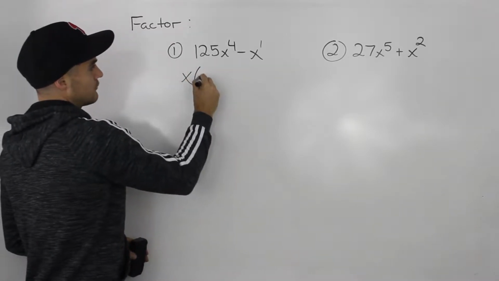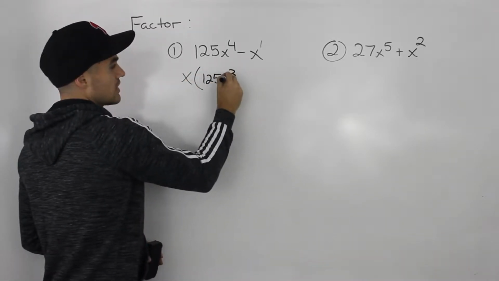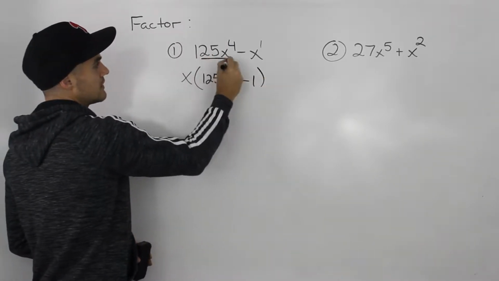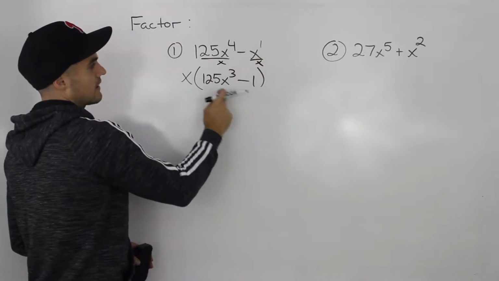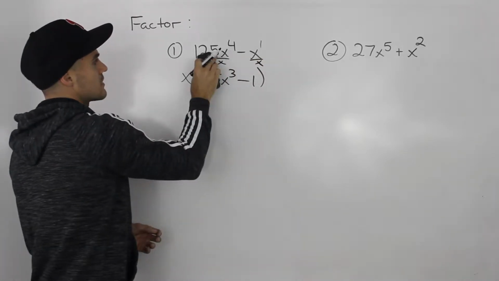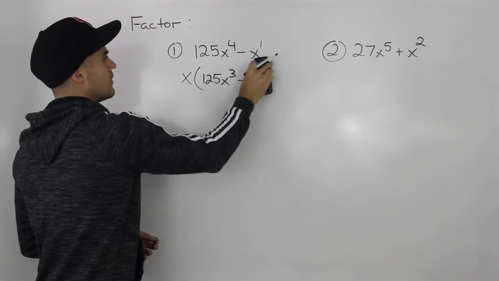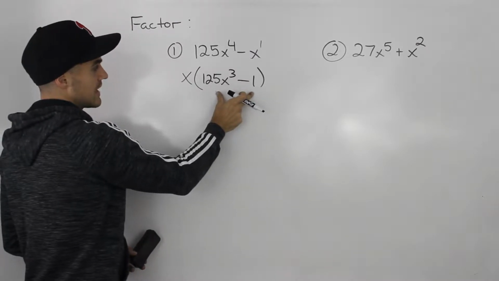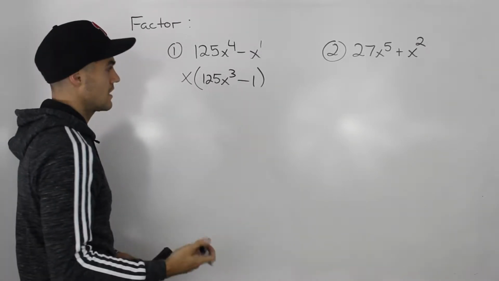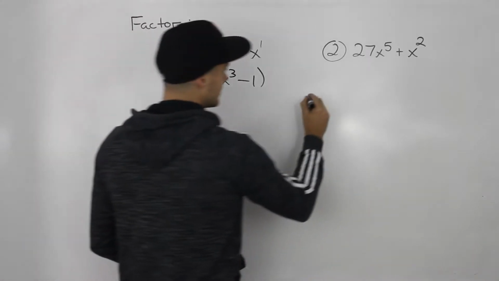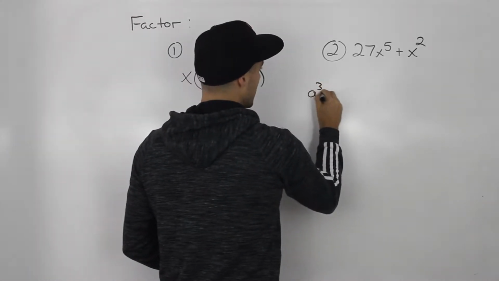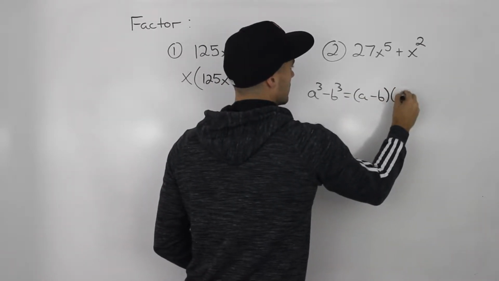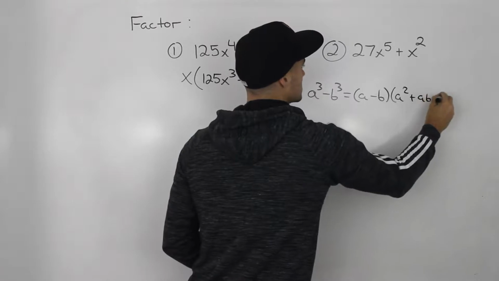So in brackets, we'd be left with 125x to the 3 minus 1, right? So we just took this x out, so we divided each of these terms by x, and this is what we're left with in the brackets there. Okay, so now, can you factor this further? Well, notice that this here is a difference of cubes. And what is the general difference of cubes formula? So we got a cubed minus b cubed, and that's going to equal a minus b, a squared plus ab plus b squared.